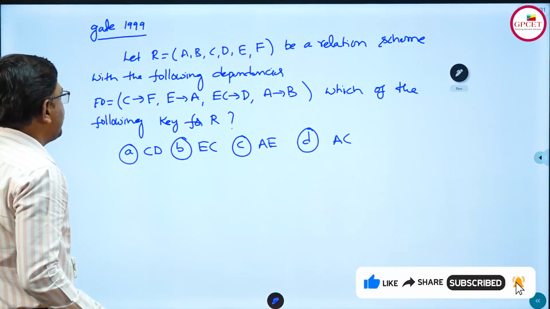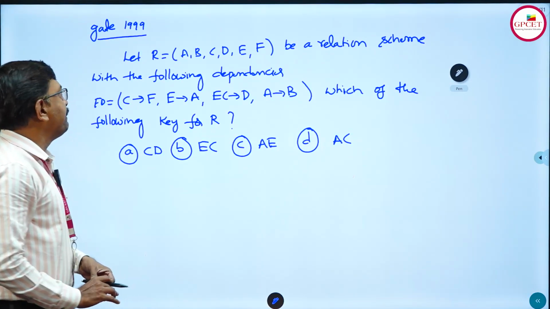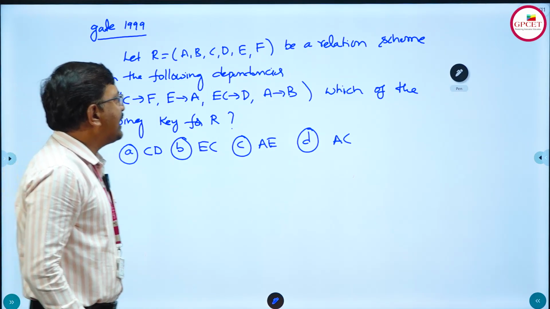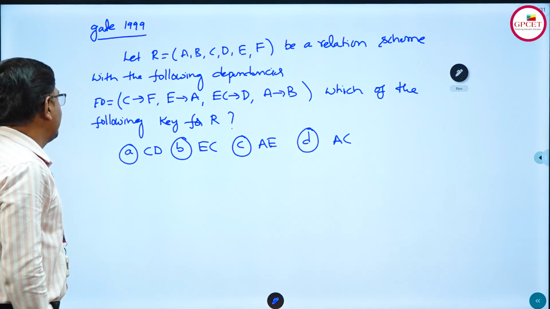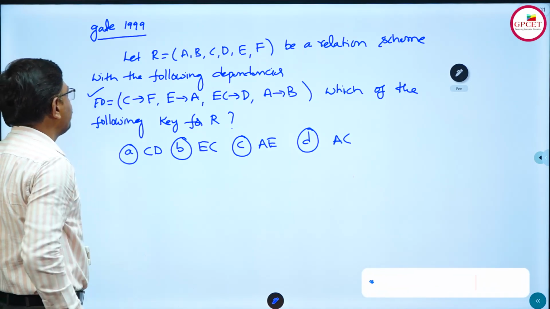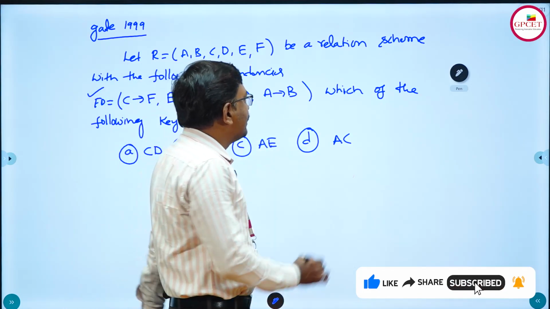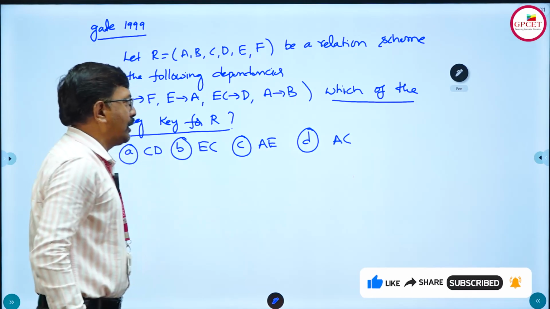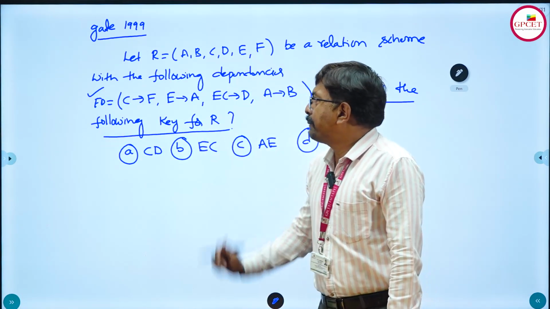Whereas here, GATE 1999: let R of A, B, C, D, E, F be a relation scheme with the following functional dependencies, FD equal to C tends to F, E tends to A, EC tends to D, A tends to B. Which of the following is a key for R? That is based on the functional dependency technique.